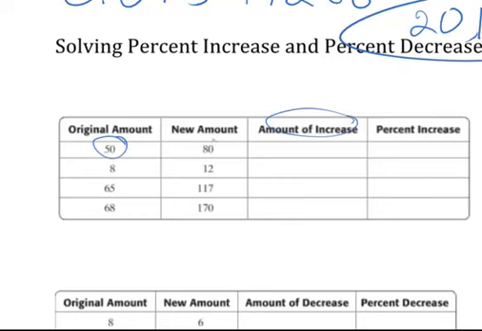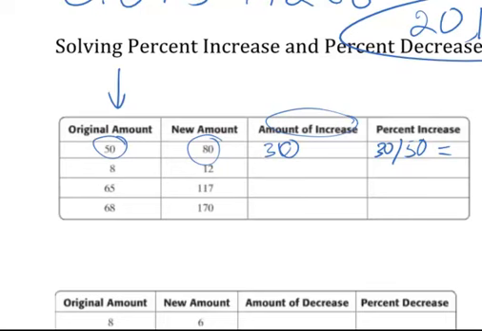If we used to have $50, now we have $80, well, that means that we gained $30. Okay? Now the way we're going to find the percent increase is we're going to take that number that we just found, 30, we're going to divide it always by my original amount, 50, and I'm going to change that to a percent.